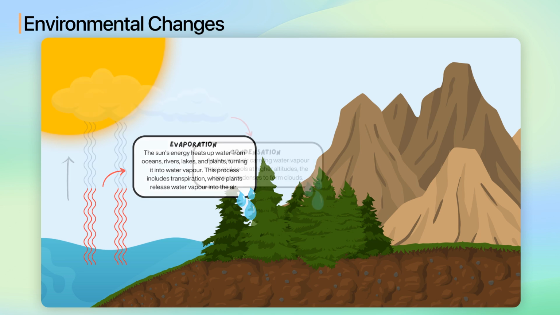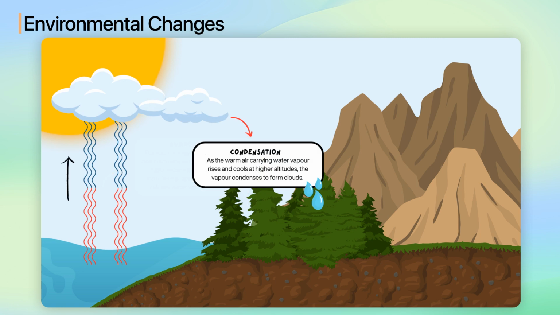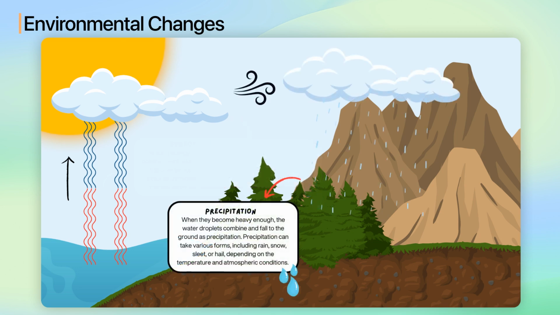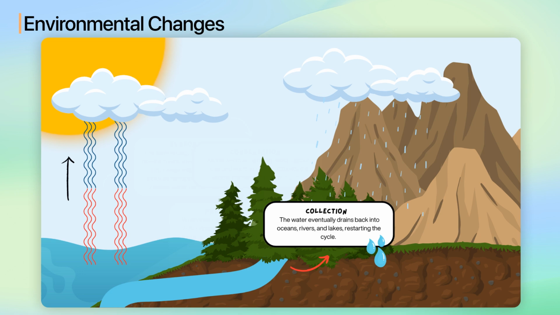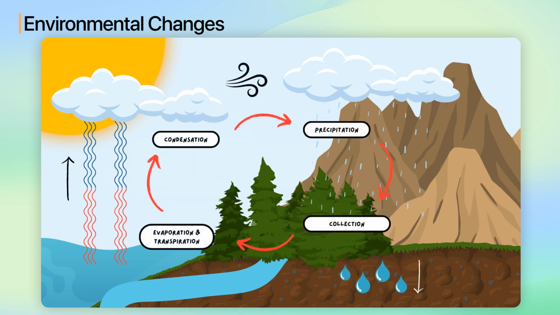2. Condensation. As the warm air carrying water vapor rises and cools at higher altitudes, the vapor condenses to form clouds. 3. Precipitation. Water falls from the clouds as rain, snow, or sleet, supplying fresh water to ecosystems on land. 4. Collection. The water eventually drains back into oceans, rivers, and lakes. This results in the water once again evaporating, therefore restarting the cycle.